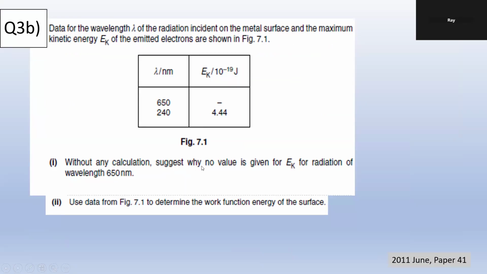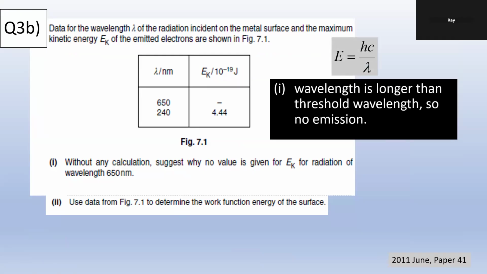Without any calculation, suggest why no value is given for EK for radiation of this wavelength. The wavelength is longer than the threshold wavelength, so no emission. Use your data to determine the work function.